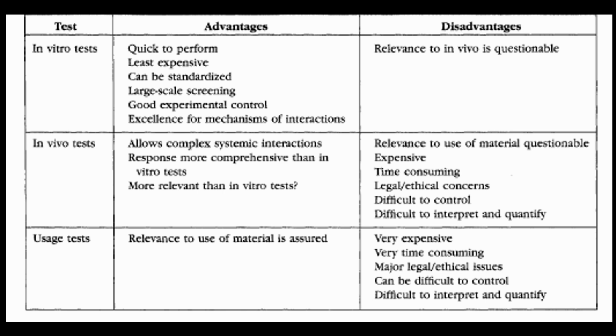The in vivo condition allows complex systemic interactions and is more relevant than the in vitro tests. But the major disadvantage of these in vivo tests is that it is more time consuming, and more importantly, it has a large amount of legal and ethical concerns, and it is difficult to control and difficult to interpret and also quantify. The usage test has the advantage of having relevance of the use of the material, but the disadvantage again is that it is very expensive, time consuming, difficult to control, has legal and ethical issues, and is also difficult to interpret and quantify.